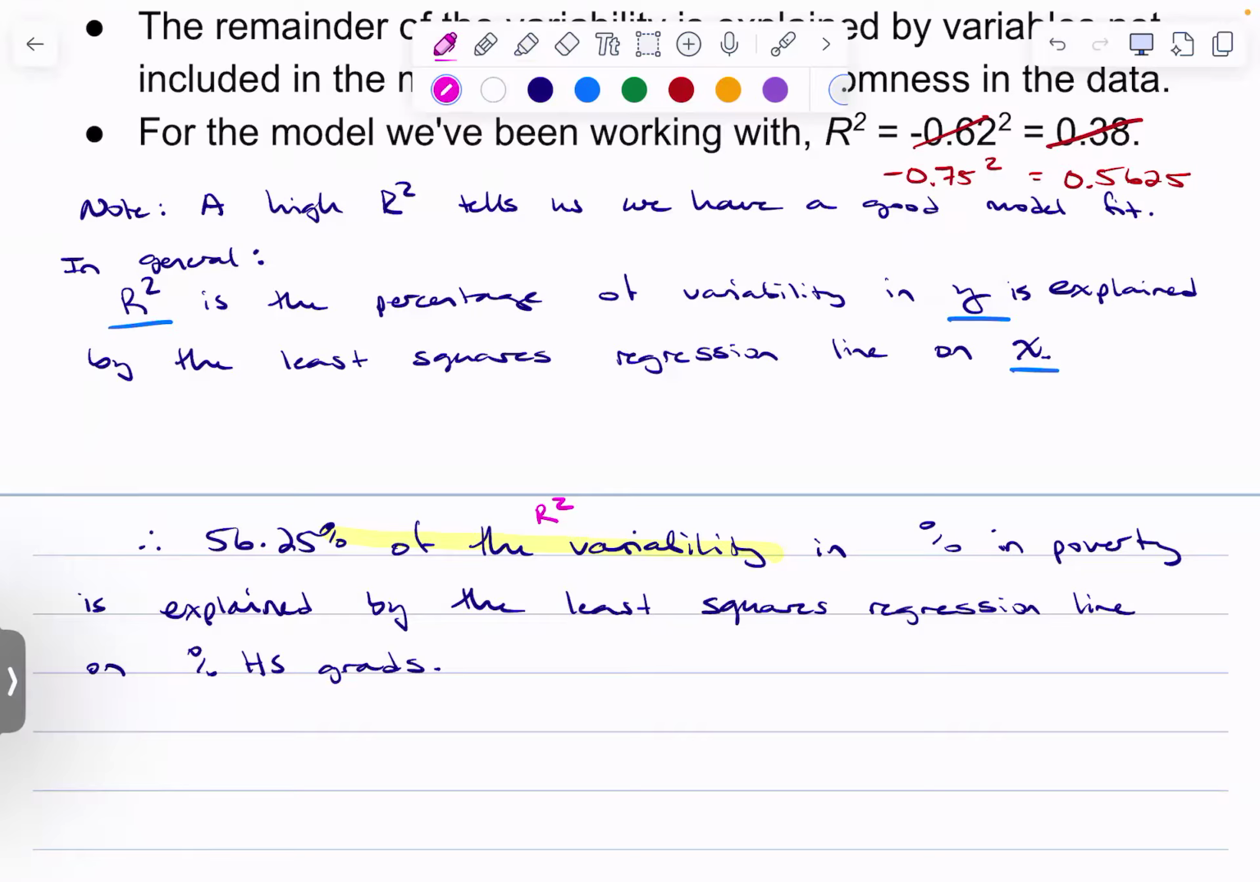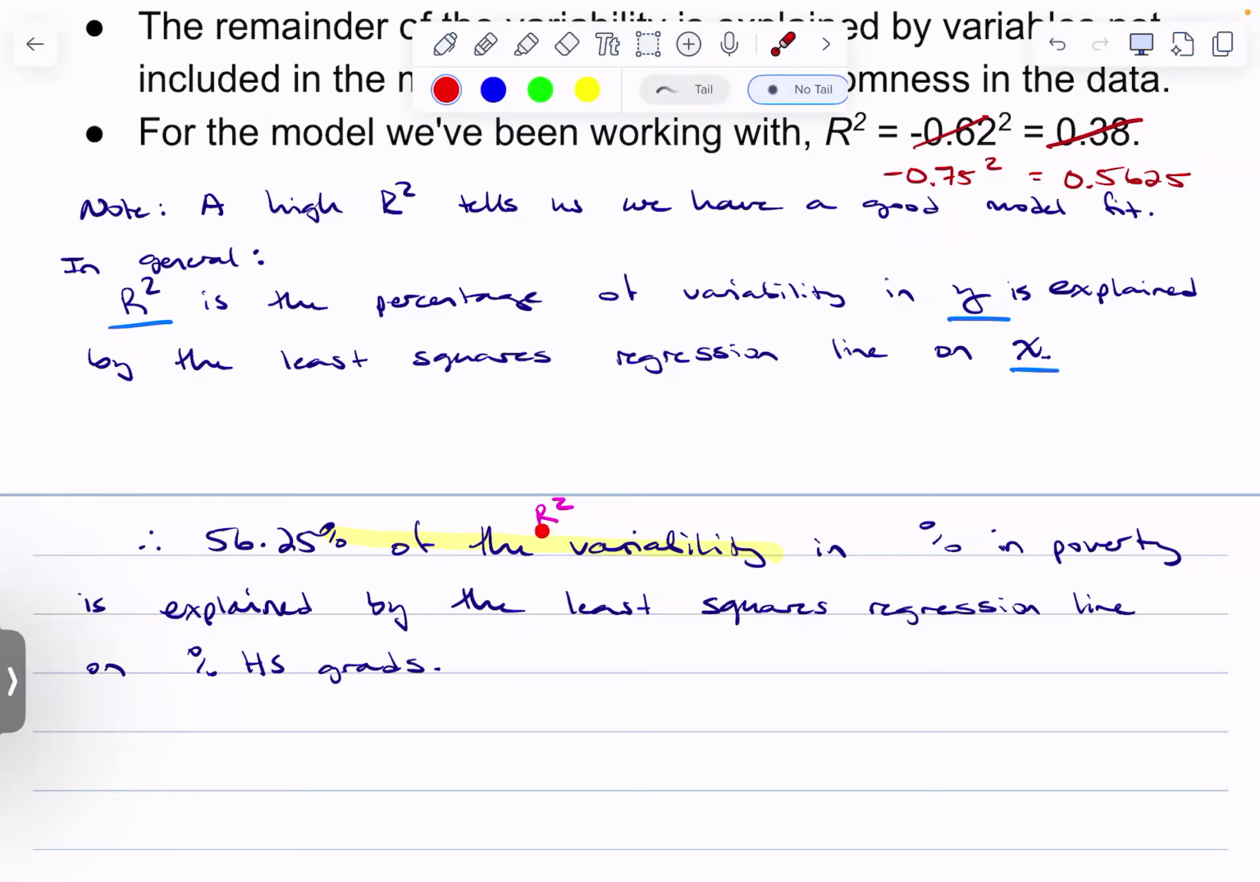Because R squared is the percentage of variability, blah, blah, blah. I'm not going to ask you to memorize the definition of R squared. I do need you to remember how to interpret the slope and the intercept. It's kind of part of the gig.